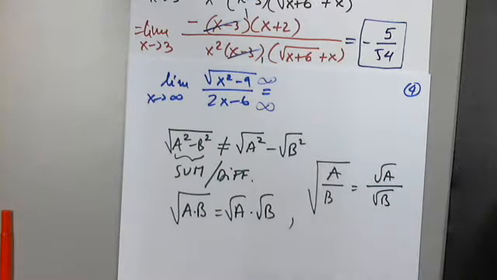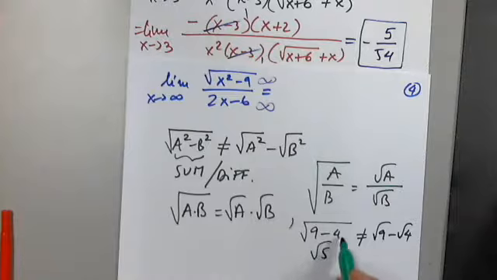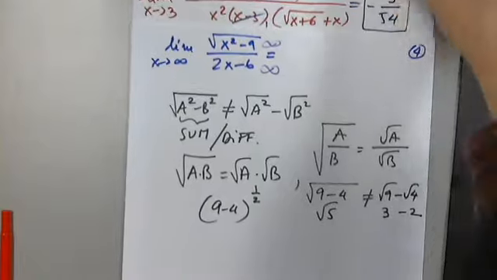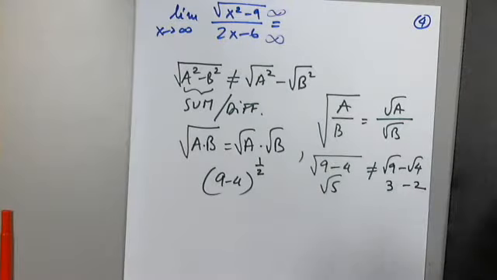We can take the square root of a over b and write the square root of a over the square root of b. But when it comes to the square root of, let's say, 9 minus 4, this does not equal the square root of 9 minus the square root of 4. This is the square root of 5, and this is 3 minus 2. So we have to perform the operations inside first.